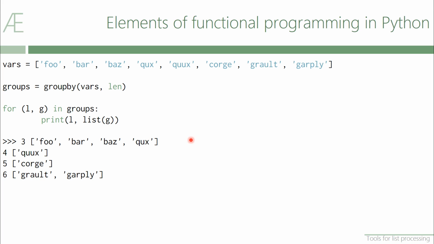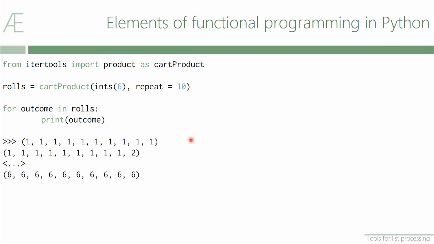Here's an example where we group the so-called meta variable names by their length. Last but not least, the product function.